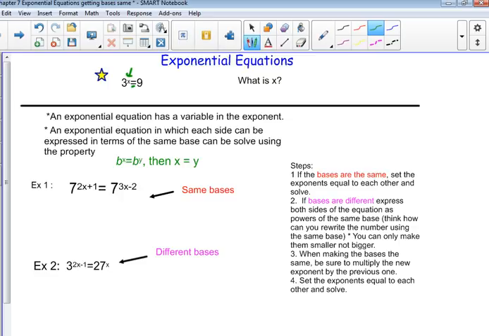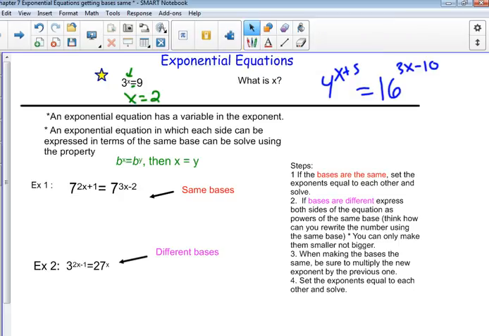3 to the what is 9? 2. Good. So x has to be 2 here. Now this one was really easy for you guys to solve. But what we're going to look at today is things like, what about if you had something like this? You guys think we could just guess and check? Maybe eventually, but it would be long, and we won't just know it. So what we're going to look at today is stuff that looks like this, and you guys are going to be able to solve it.